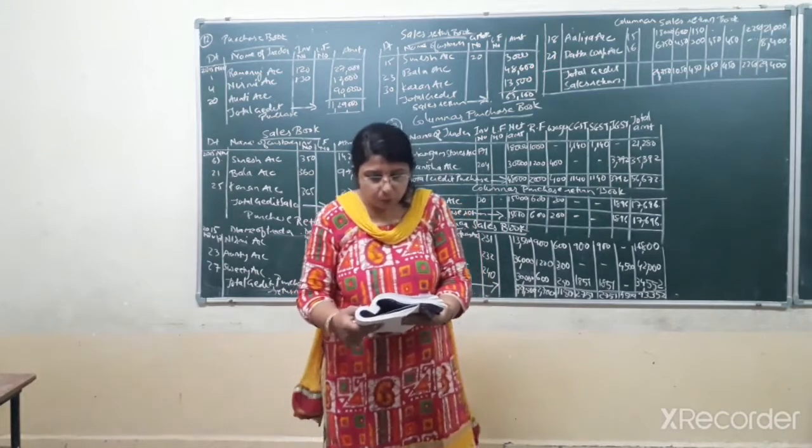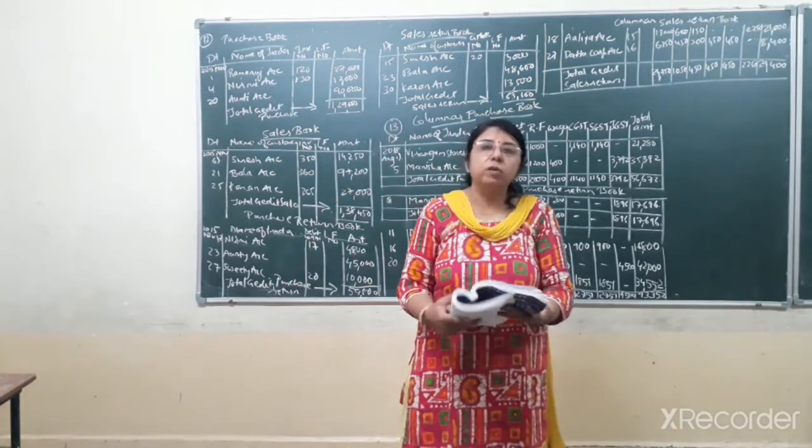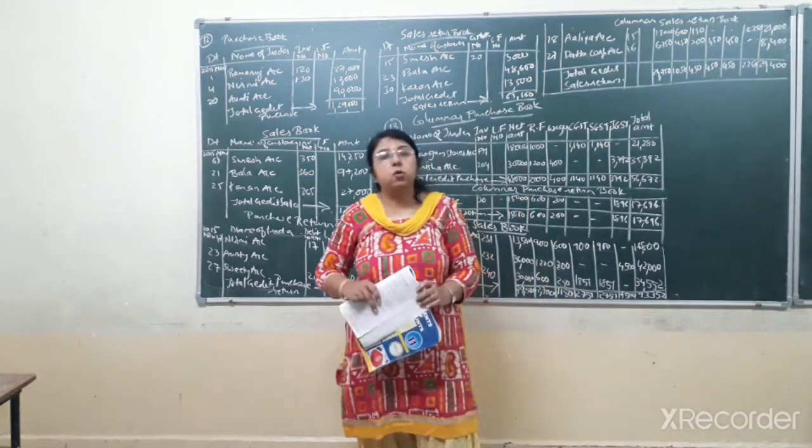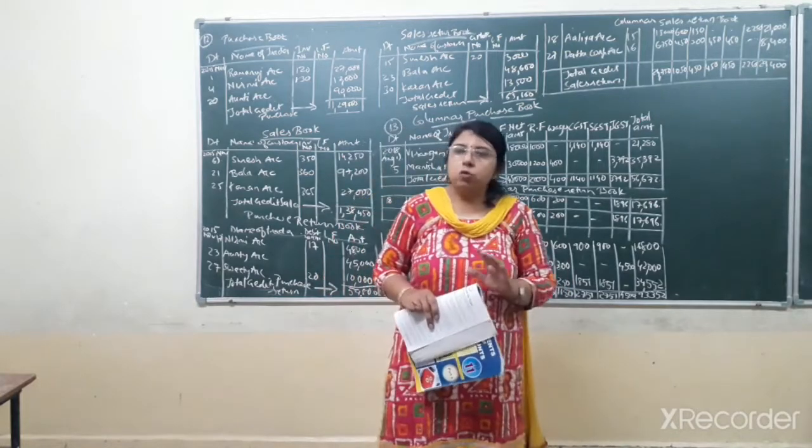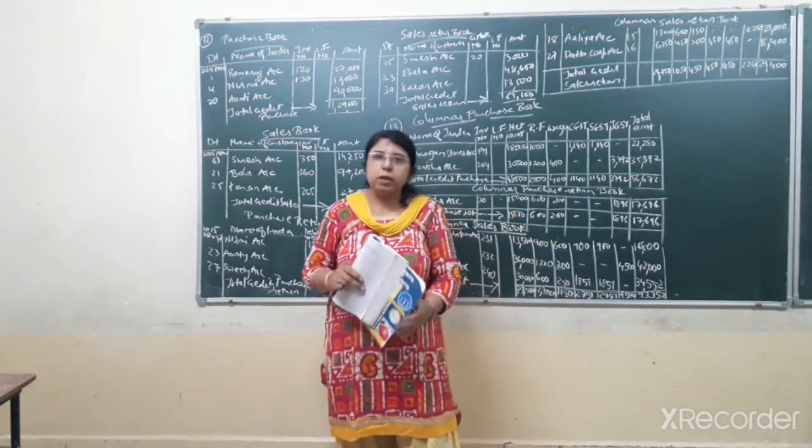Next, after completion of the 20th date, moving on to the next transaction, that is 25th date. Furniture of 80,000 purchased from Gandhi Furniture Mart, invoice number 120. Now this transaction is an asset related transaction, so it will not be recorded in the goods subsidiary books.